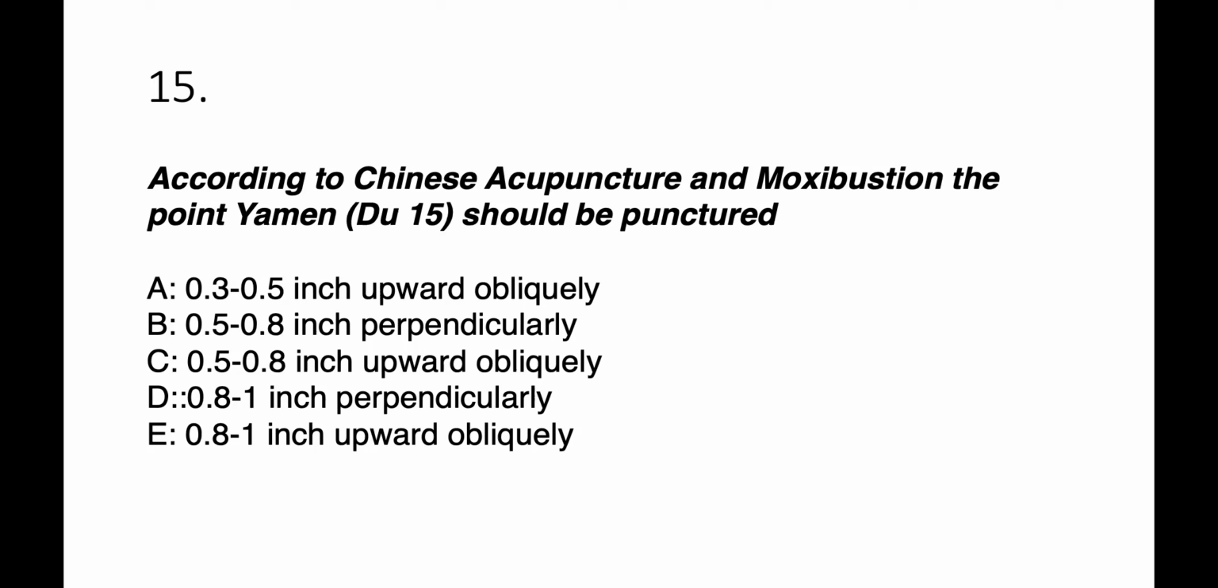Pag-usapan natin yan mamaya. Papasubo kayo ha, yung mga cun measurement. You should memorize that. To be honest, I haven't memorized all of them, but somehow may idea po ako. And let's start memorizing. Okay, 0.5 to 0.8 inch perpendicularly. Okay, why? What is the risk there? Puncturing the medulla oblongata. Okay, very good.